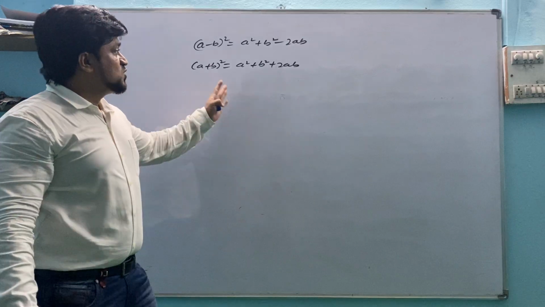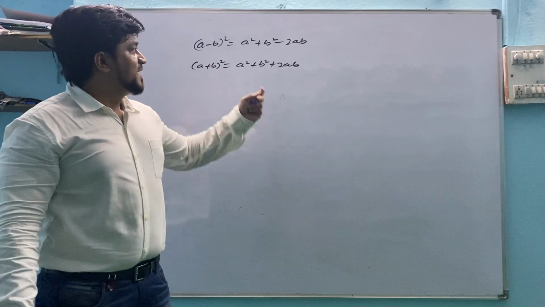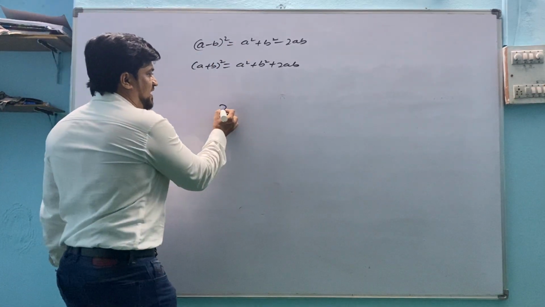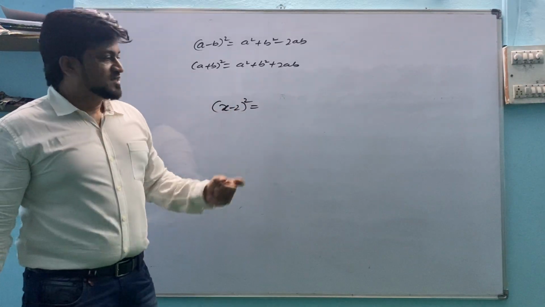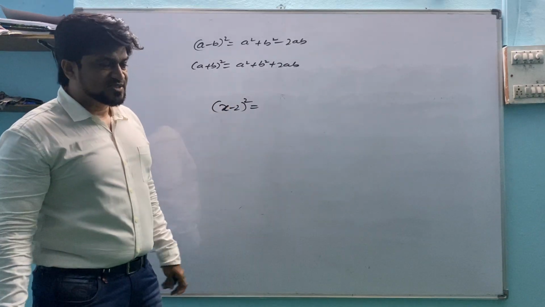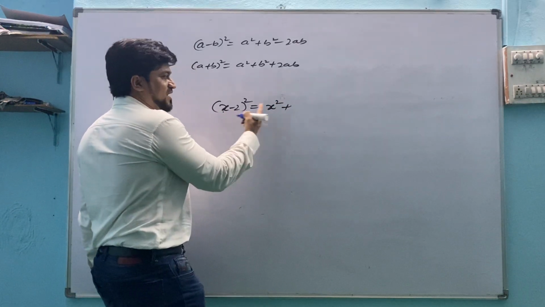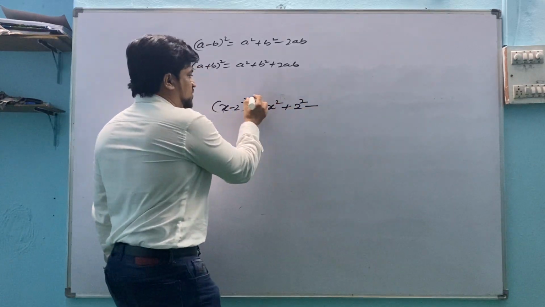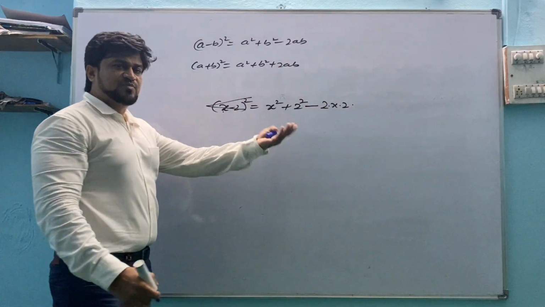Where we are going to use those expansions, we will get to know once I start the exercise. Suppose you have (x minus 2) whole square written and we need to expand it. This is (a minus b) whole square, with two terms having a square and a minus sign in the middle. You consider this to be a, so a square, then since minus is there, plus b square, then minus 2ab.